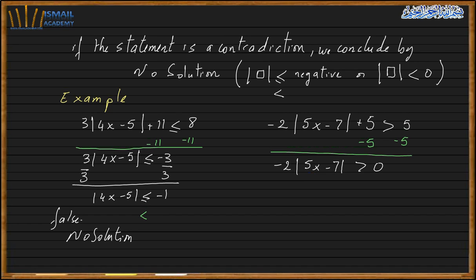So when we divide by a negative number, what happens to the sign? The sign gets flipped. Value 5. This statement is negative, which is false. Absolute value is always positive. So this is false. So no solution.